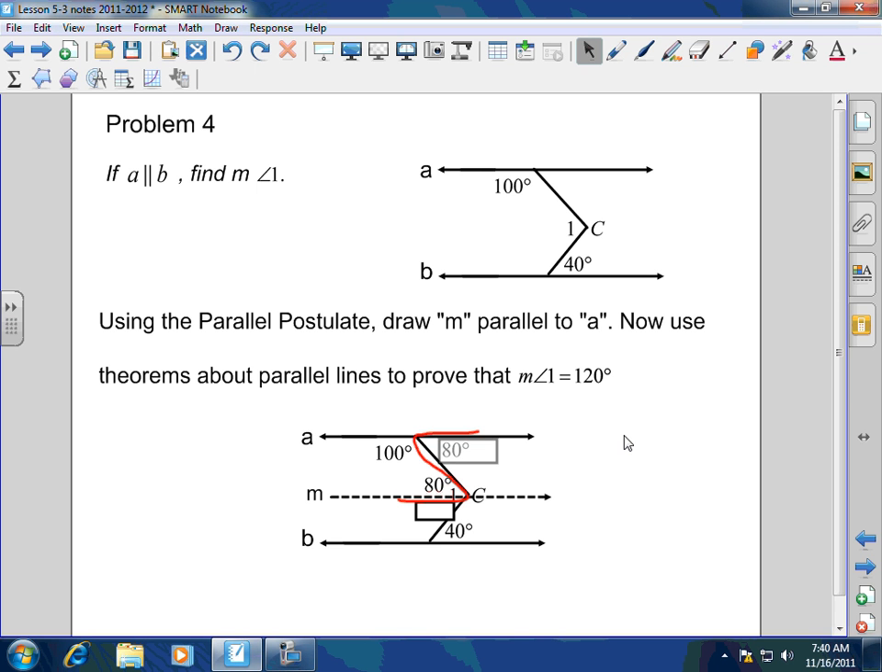Yes, indeed. Okay? Why? Because of alternate interior angles. They said these two lines are parallel. So I'm using what's called the crook method, just like a thief, because you're kind of stealing a line here. You're putting a line through a point. So it's pretty cool. Now, if M is parallel to A, M is also parallel to B, and therefore, because of alternate interior angles, this angle here would also be 40 degrees.